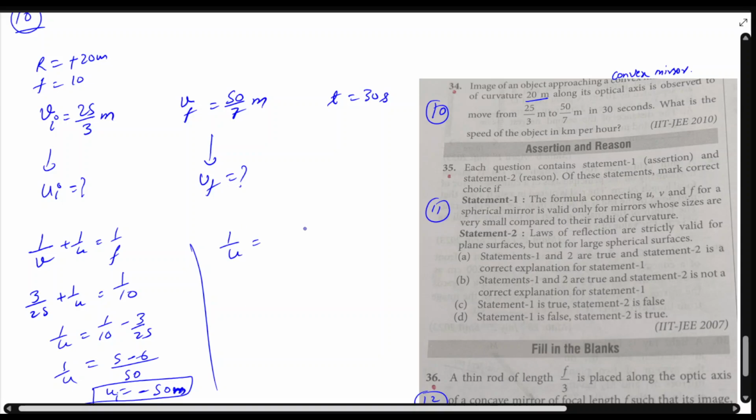Now let's find the U final. It will be again 1 by 10 minus, I'm just directly putting those values. So LCM will be 55 minus 7. This is U final. So U final will be 50 by 2. So it will be minus 25 meter, right?